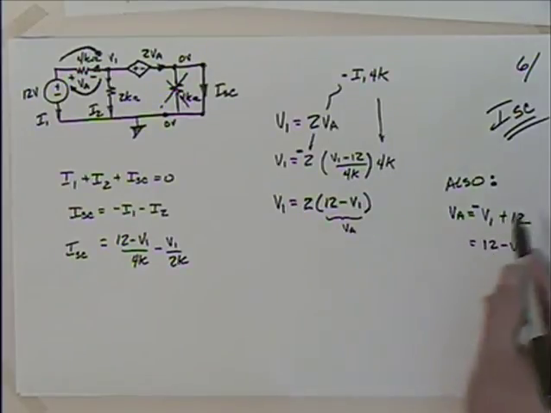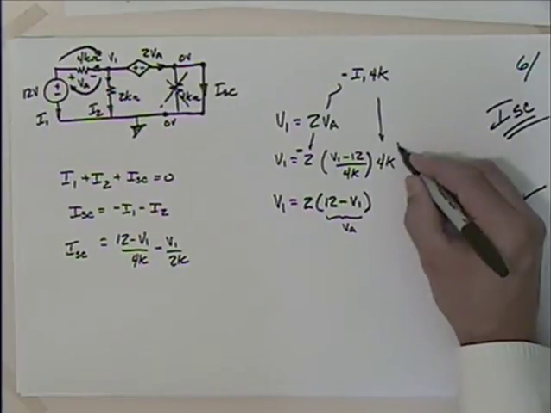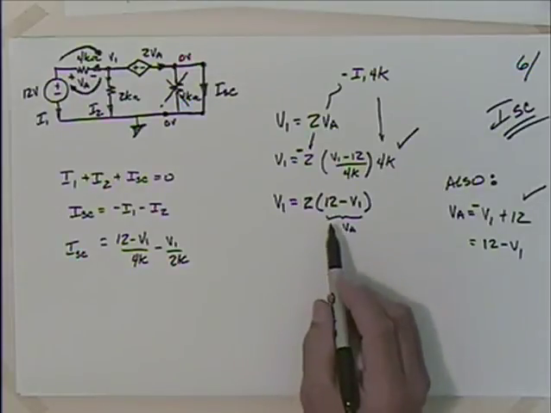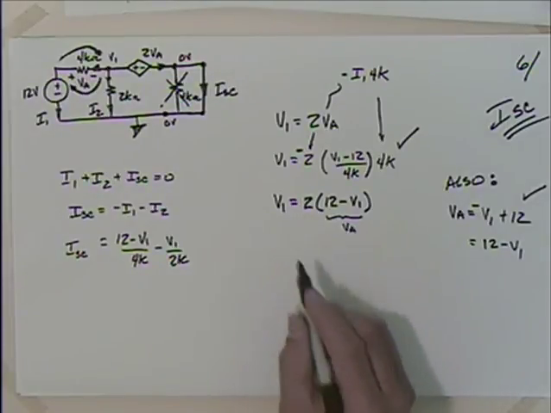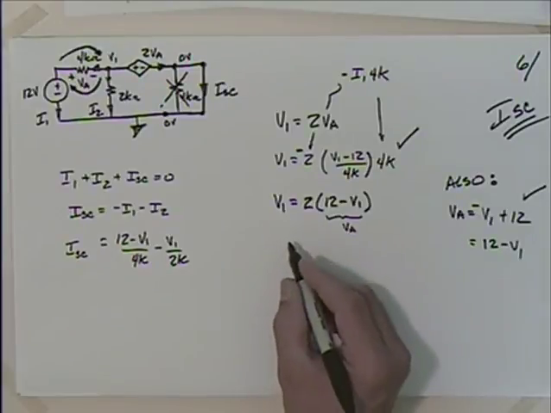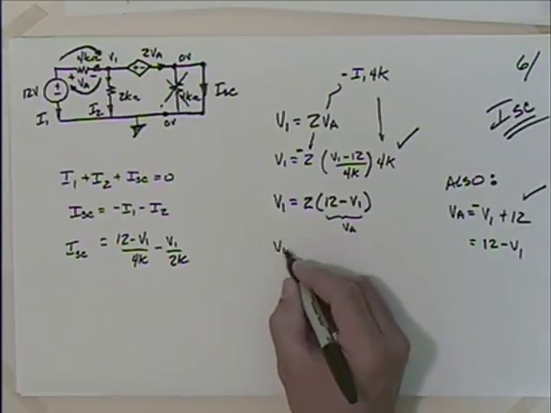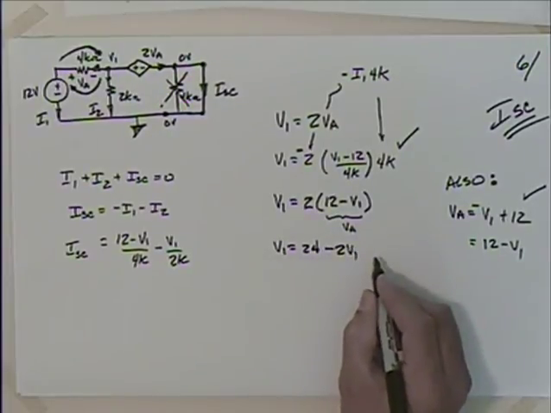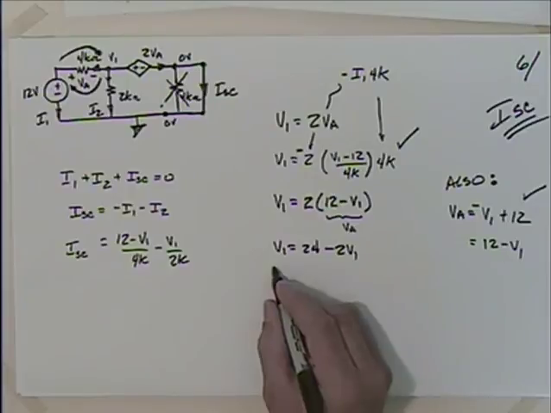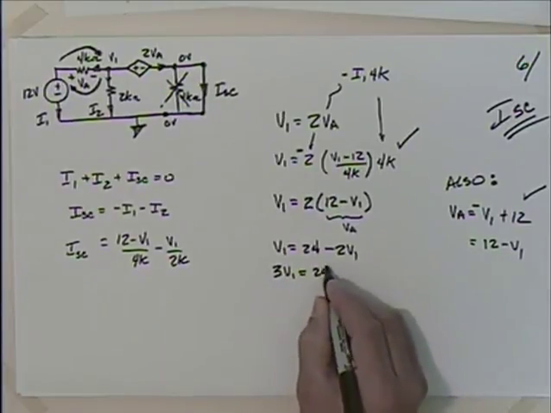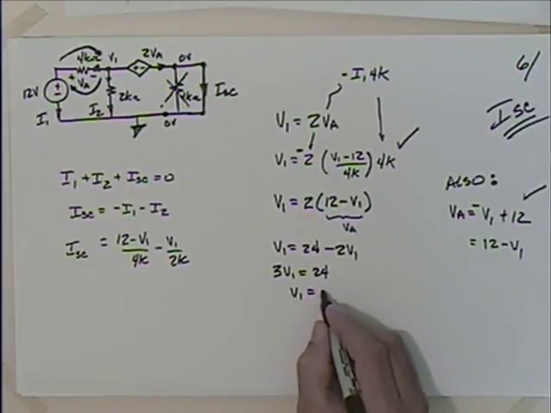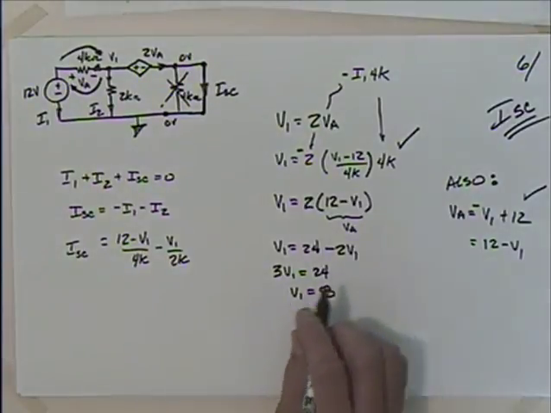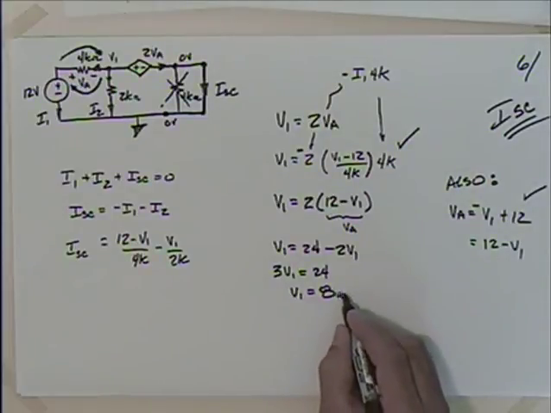So anyway, however you get it, whether you do this or whether you do this, hopefully you understand both of them. We now have a nice expression for V1. Well, maybe not a nice expression. Maybe I need to tidy this up. V1 is going to be equal to 24 minus 2V1. So I get 3V1 is equal to 24, or V1 is equal to 8. Okay, V1 is equal to 8 volts.